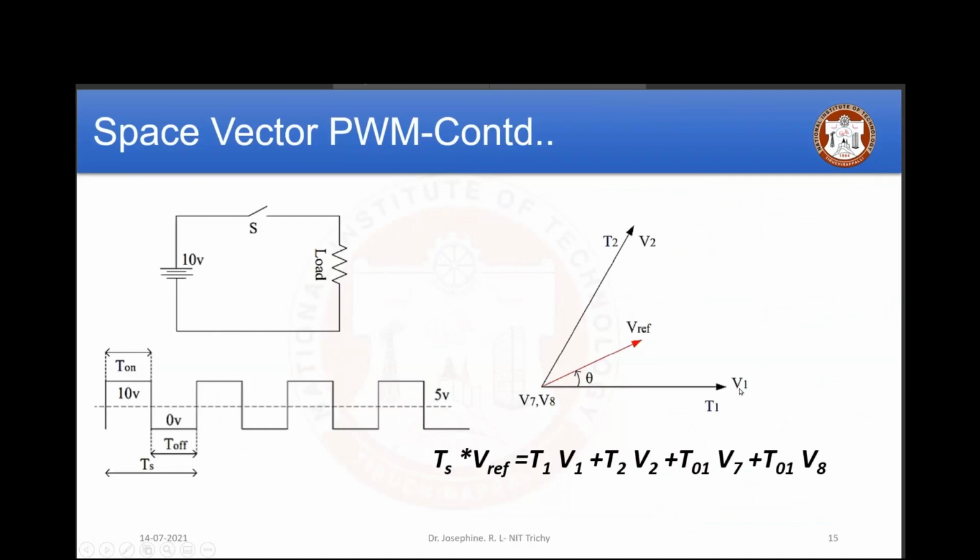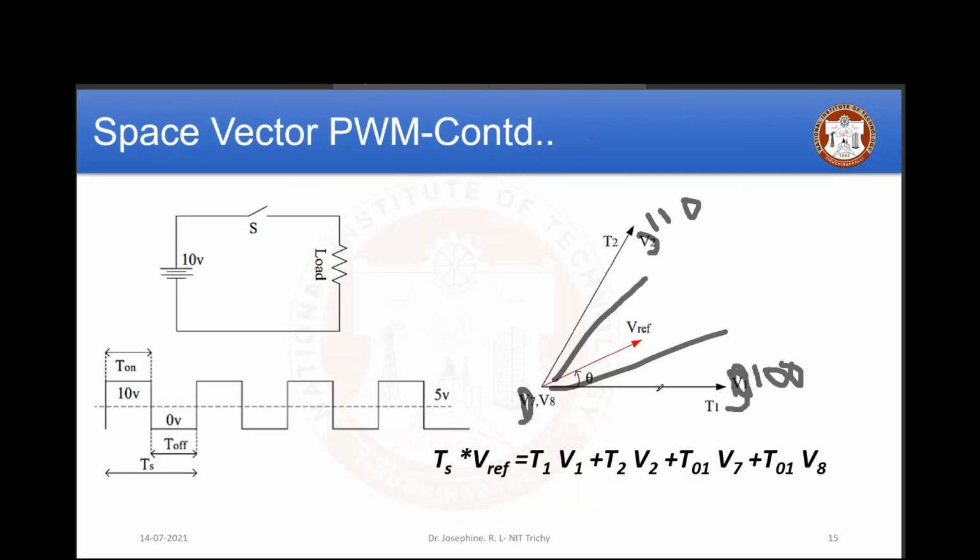If I'm going to operate between 1, 0, 0 and 1, 1, 0, it is going to operate at some random points. That means the resultant vector may be somewhere like this. But in space vector modulation, they're going to trigger in a sequence. If I start at V1, then I'll go to V7, then V2, and again I'll go to V1. So they are going to follow the sequence.